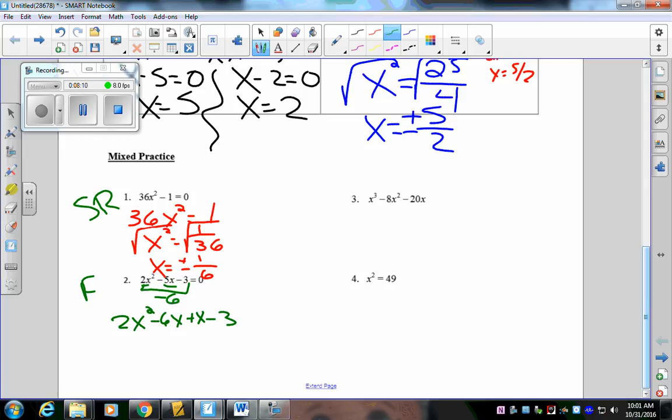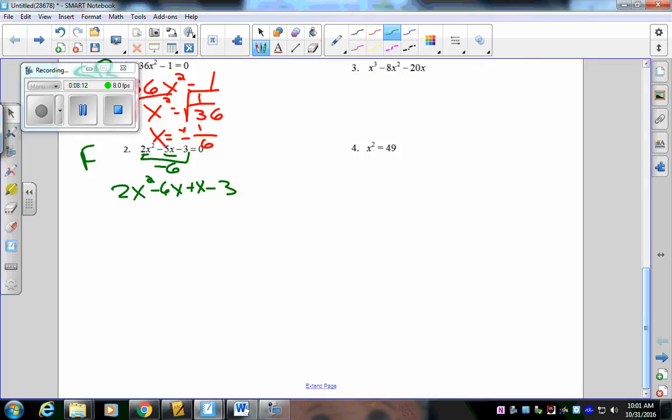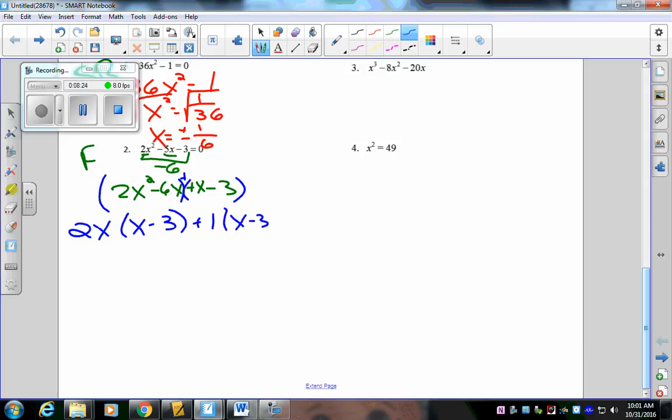All right, and now I can go ahead and group. So I'm going to group these 2 together, the first 2, and the next 2. So here I can pull out a 2x, leaving me with x minus 3. And here all I can take is a 1. Remember, you want what's inside the parentheses to be the same. Okay? So I've got 2x plus 1 as a factor, the loners.